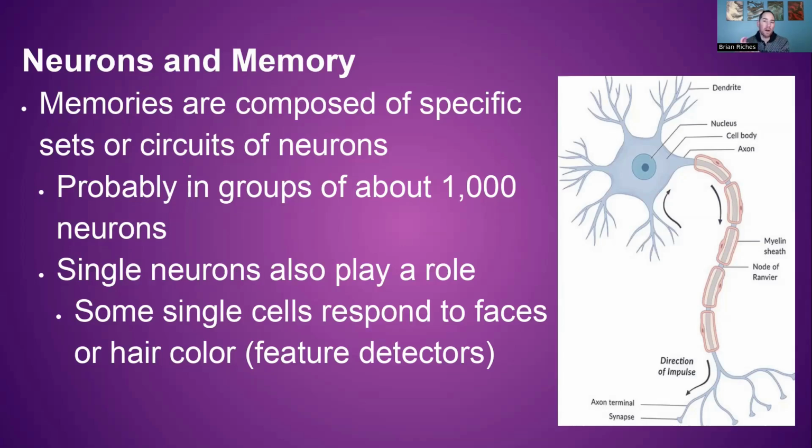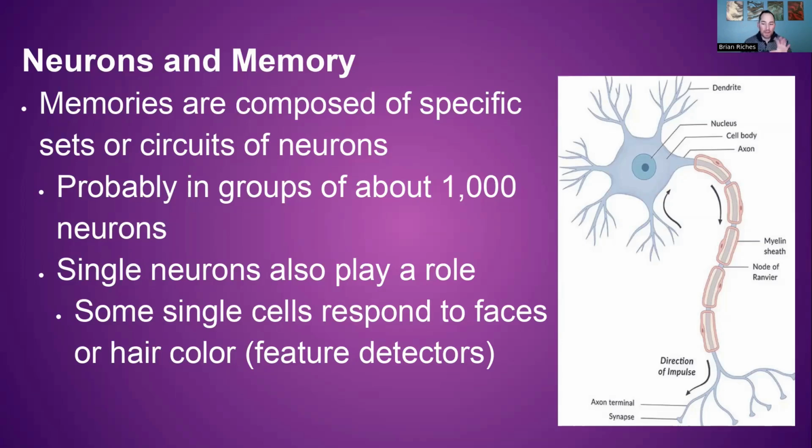So it's like this neuron is the hair color, like the brown hair color. It activates when you see brown hair color. So there's a complex network. It's not just a couple neurons. It's a pretty big network of neural connections for any given memory.